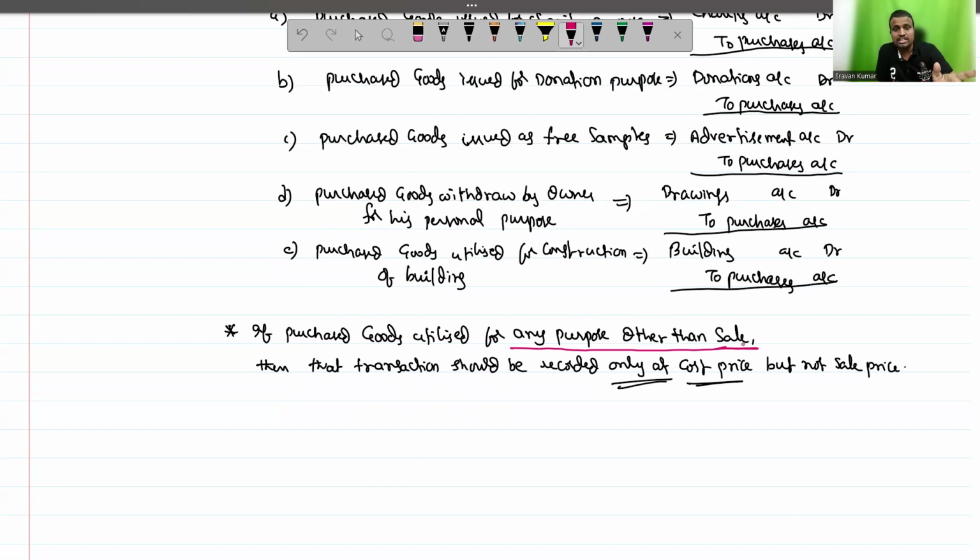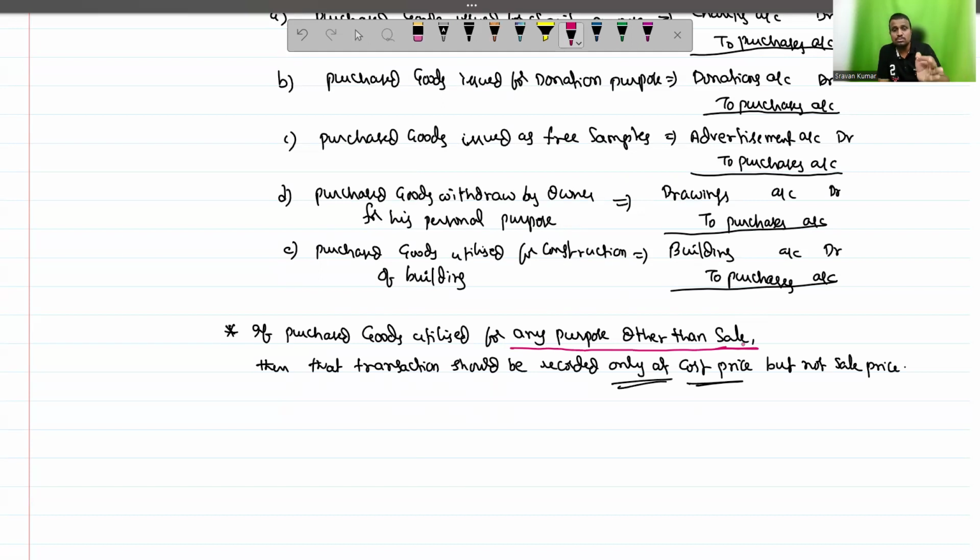Okay, so if the goods are purchased for cash, we write the entry purchases account debited to cash account. If the goods are purchased on credit, we write the entry purchases account debited to creditor account. And purchased goods returned to the supplier, we write the entry creditor account debited to purchase returns account. And goods sold for cash, we write the entry cash account debited to sales account. And goods sold on credit, we write the entry debtor account debited to sales account. And if the goods sold are returned by the customer, we write the entry sales returns account debited to debtor account.